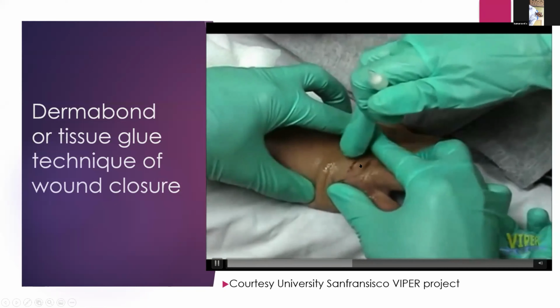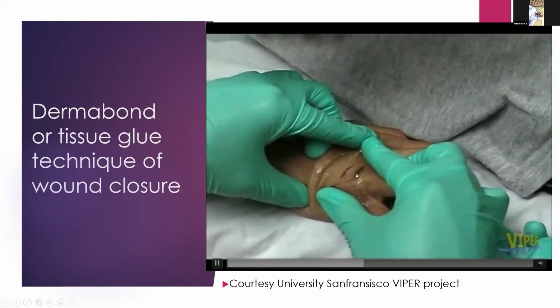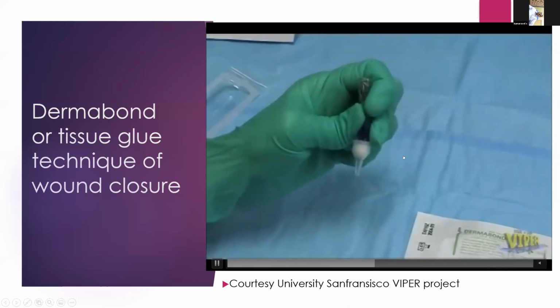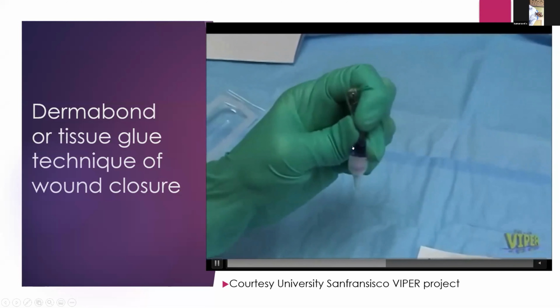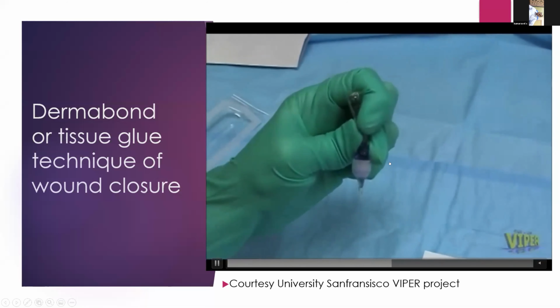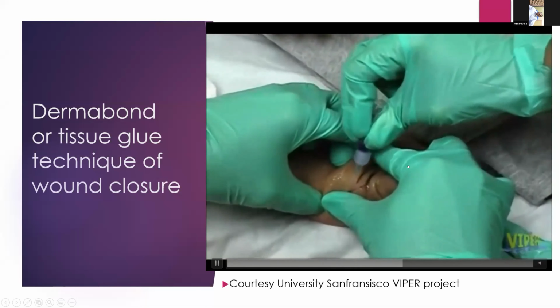And get the wound edges together. So you require one assistant to do this. There are different types of applicators, so read the instructions because each of them has a slightly different way. In this one, you are breaking the glass inside. In another one, it will be a twist.